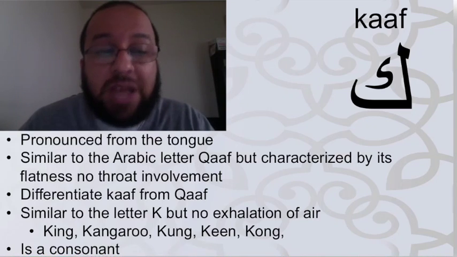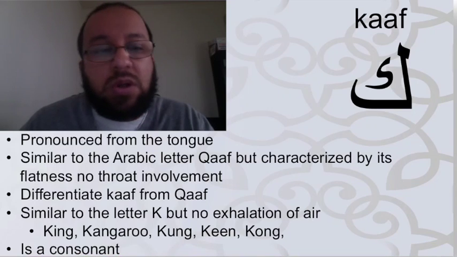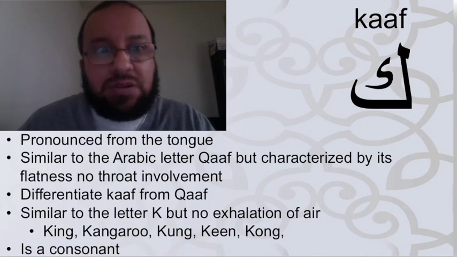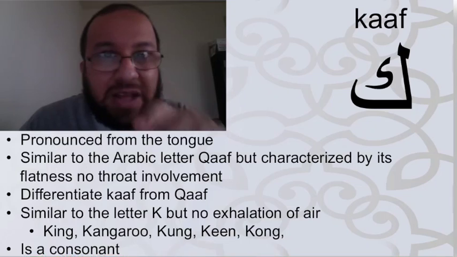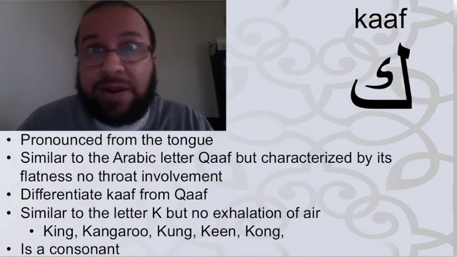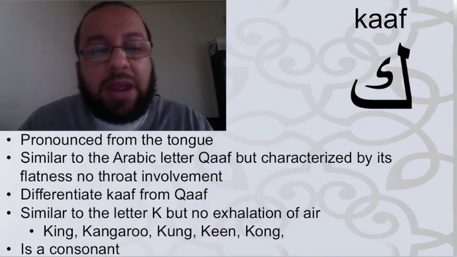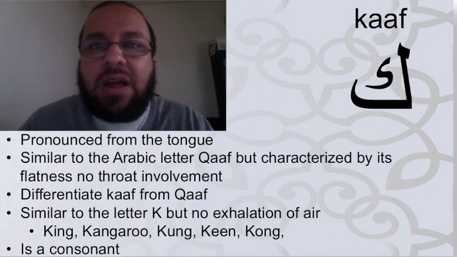Similarly, the letter K has that characteristic. So the following 5 words I'm going to pronounce in the English language, and you can hear that little characteristic exhalation of air. So it sounds like this when you're correctly pronouncing it in English. The following 5 words in English are as follows: king, kangaroo, kung, keen, kong.